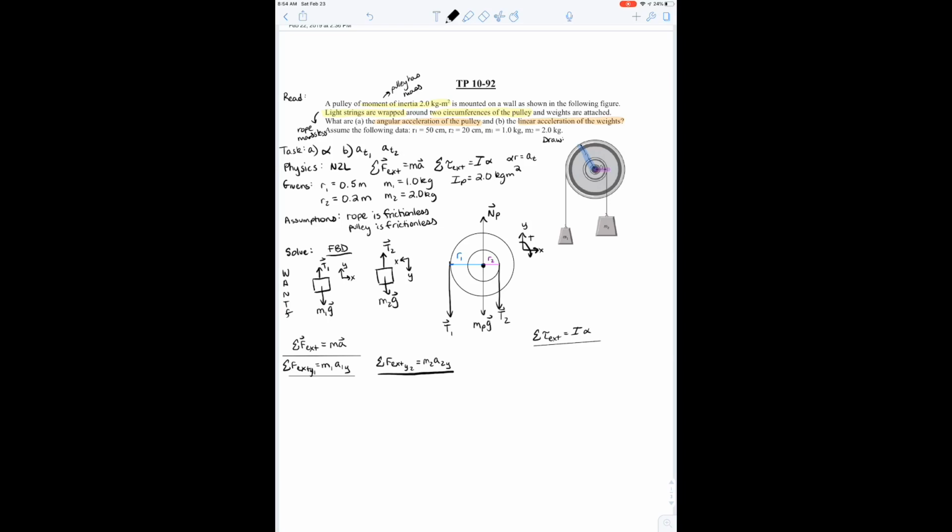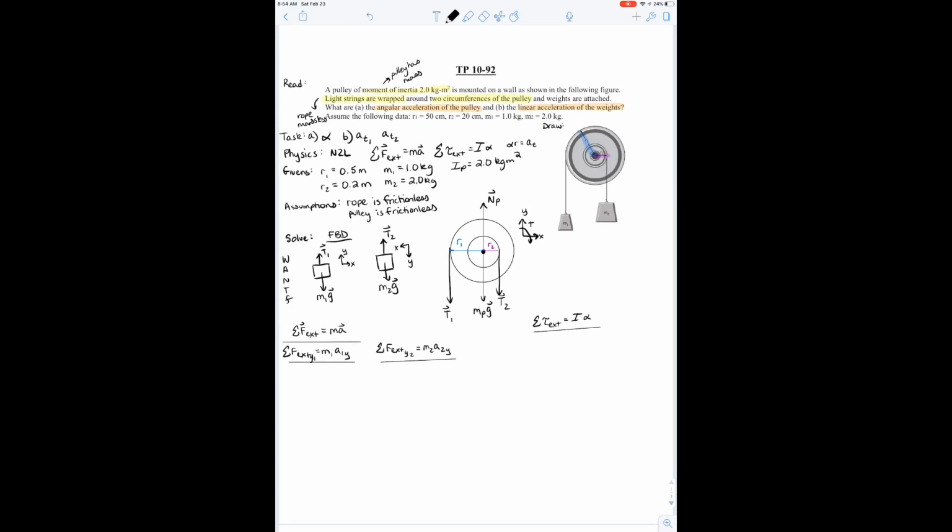And notice I'm not doing this for the pulley, and that's because the pulley does not actually move translationally. It's only rotating. It's not like the pulley's shifting up and down or left and right. It's maintaining its position on that axle. So I don't have to do Newton's second law in this case for the pulley for translational motion.